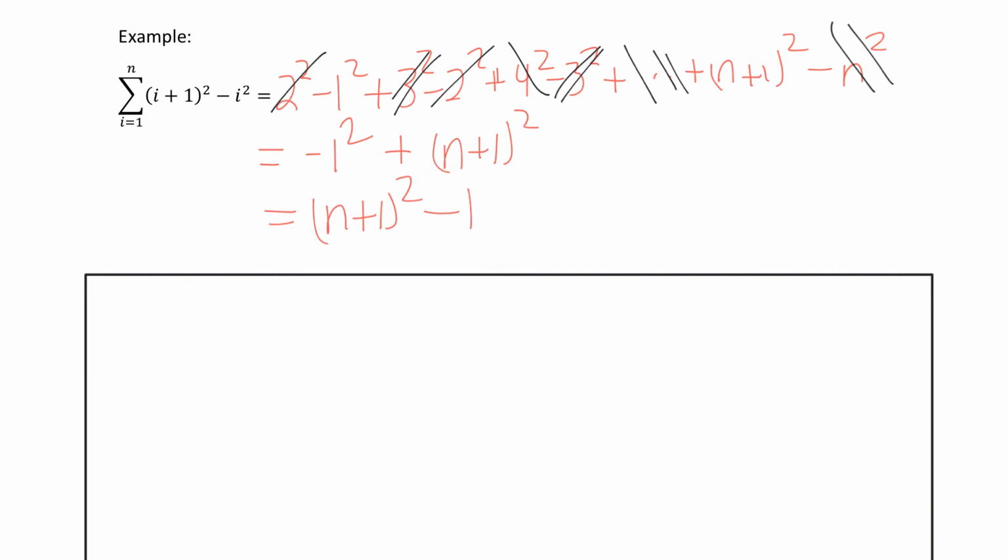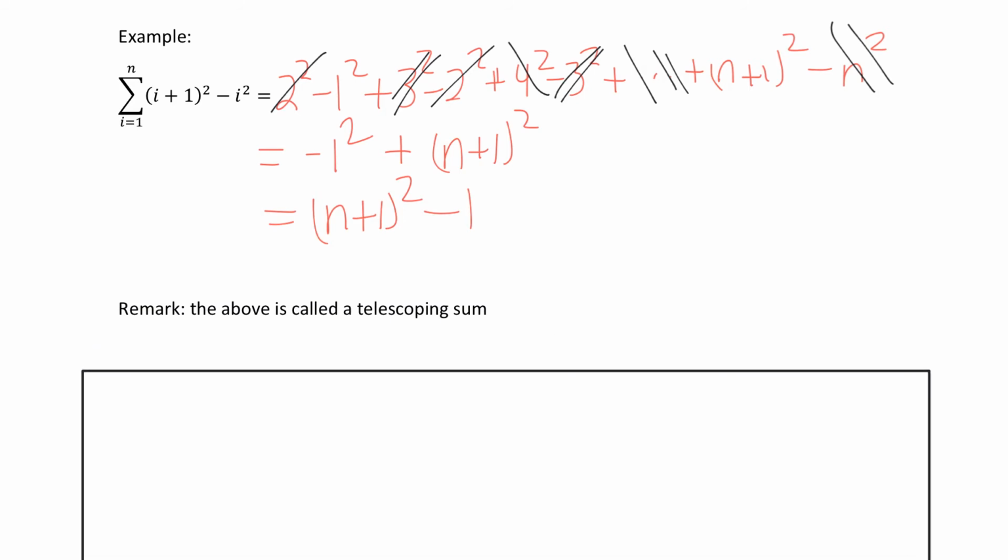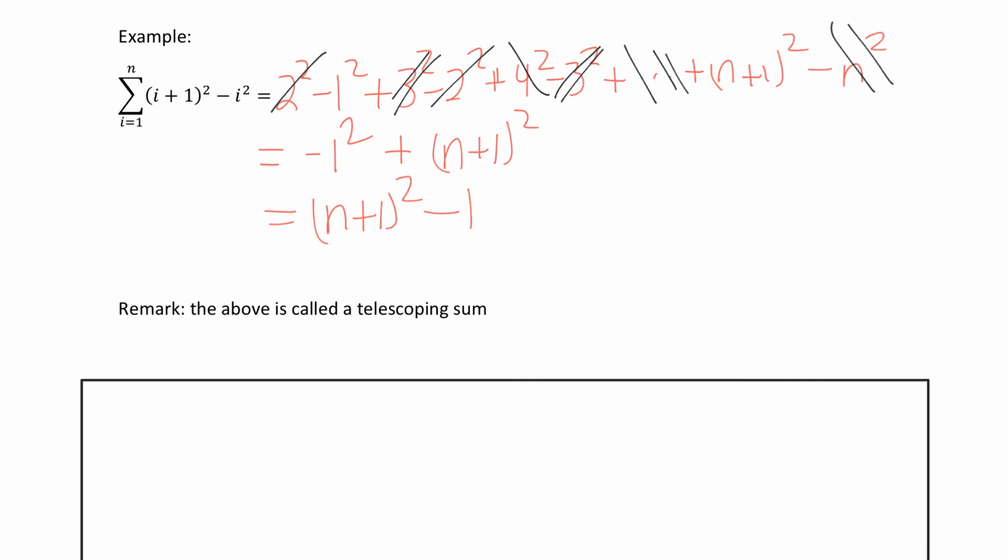We have a special name for these types of sums. They're called a telescoping sum. The name comes from the idea of if you had one of those old telescopes, you might be kind of out at sea, right?